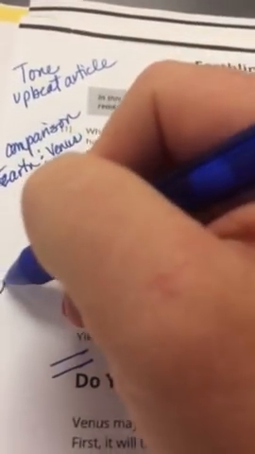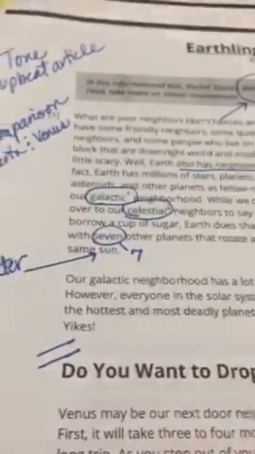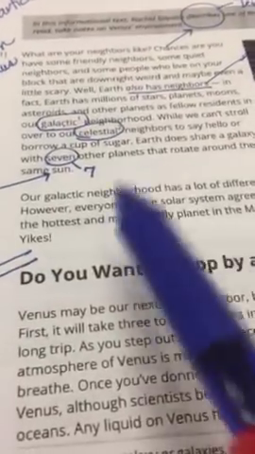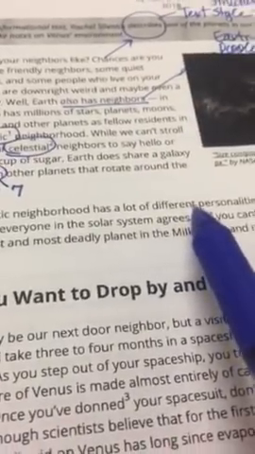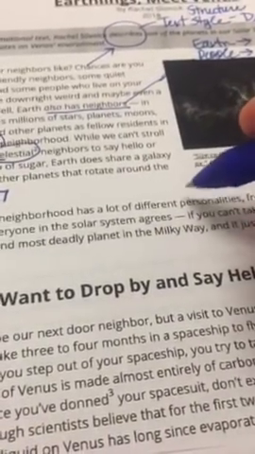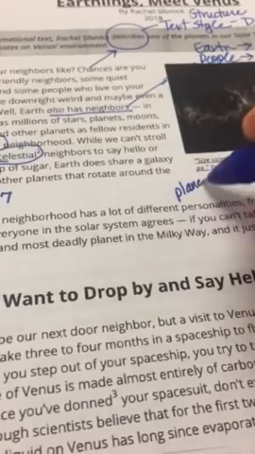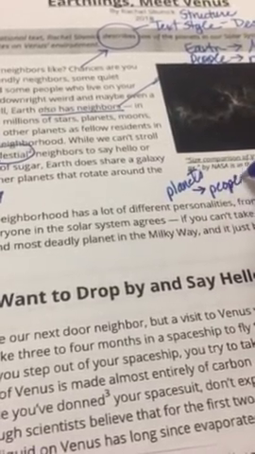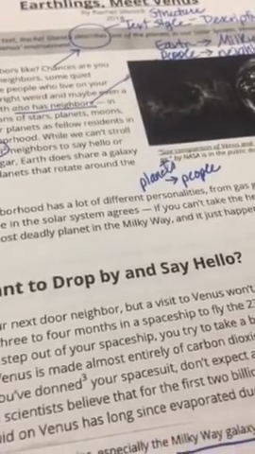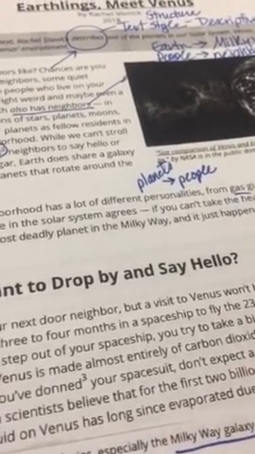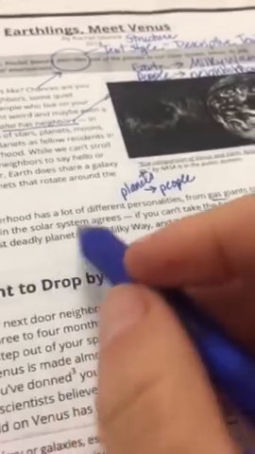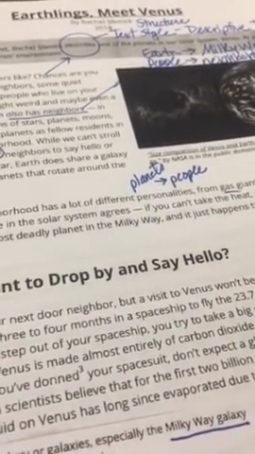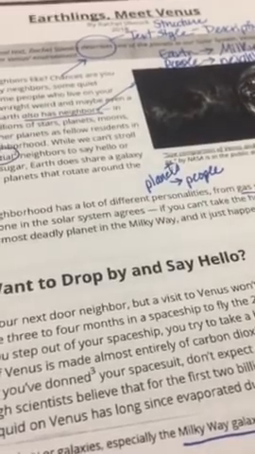So this is the center of our galaxy. And this is all stuff that you should be able to put together. Our galactic neighborhood has a lot of different personalities, so they're kind of taking the planets and making them seem like people. This is personification. And of course, they have the gas giants, the balls of ice. However, everyone in the solar system agrees if you can't take the heat, stay away from Venus.